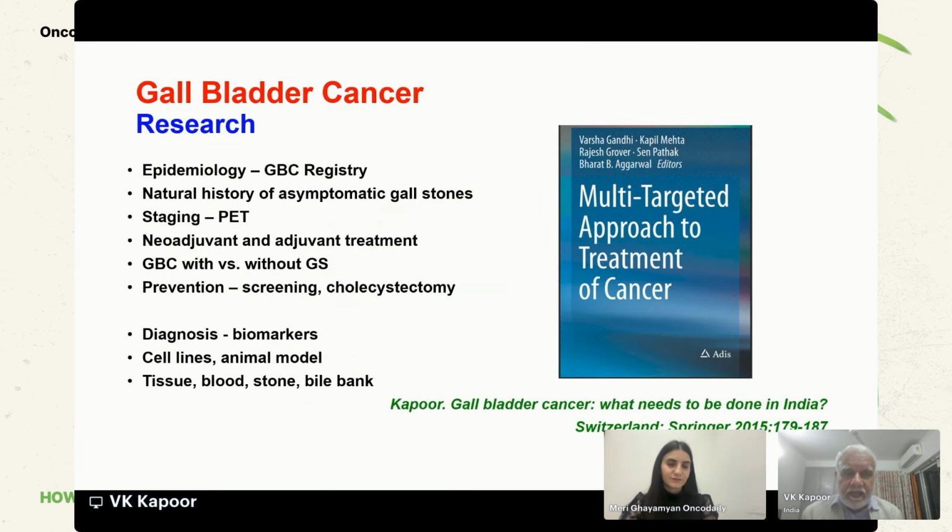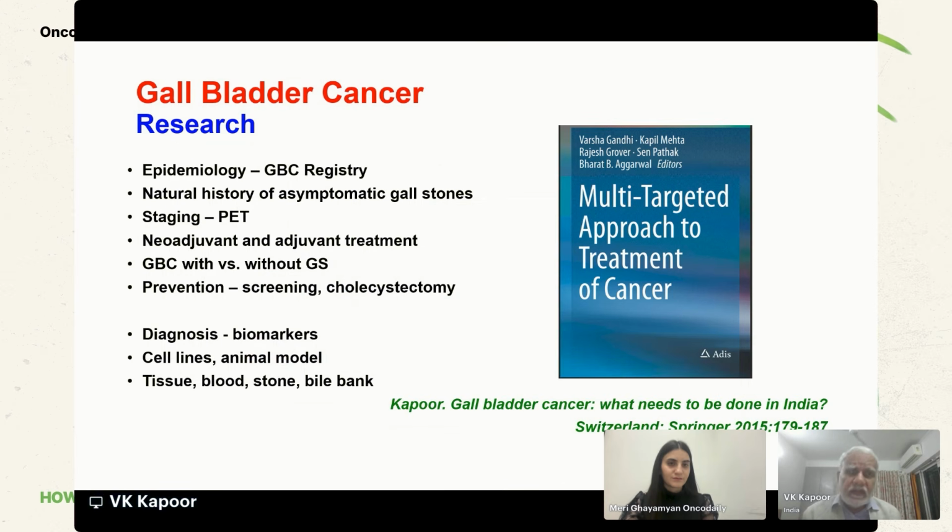Finally, a word for my young colleagues who are working in areas where gallbladder cancer is common. These are the areas which you should take up for research. Try to establish a gallbladder cancer registry in your area, in your region. Study the natural history of asymptomatic gallstones in your population by following up these patients to know whether in our areas, in our ethnic groups, there is a high risk of gallbladder cancer. Then we will be on a firmer footing to advise a preventive cholecystectomy.